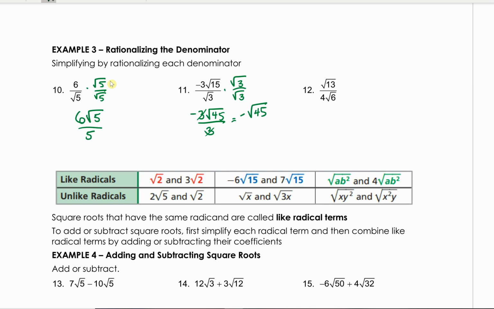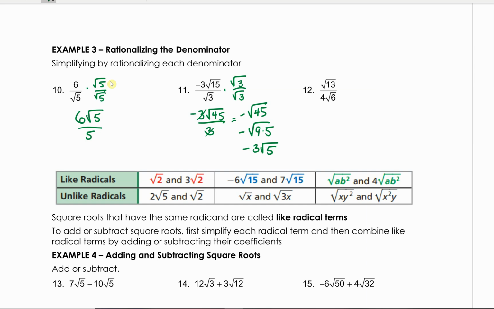Now, you might not know this right away, but after you've done some of these assignments in your homework, you're going to realize that 45 has a perfect square in it. It has 9. 9 times 5. No, I'm sorry. Let's just start all over. So 45 is 9 times 5. Square root of 9 is 3, so we get negative 3 square root of 5.